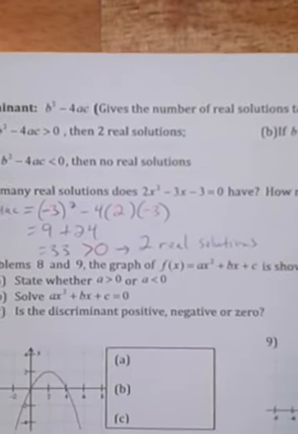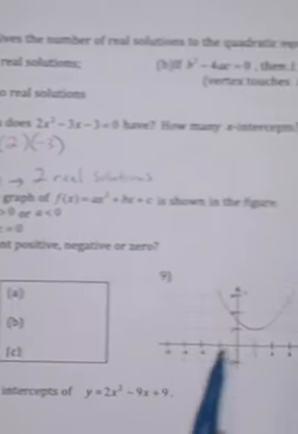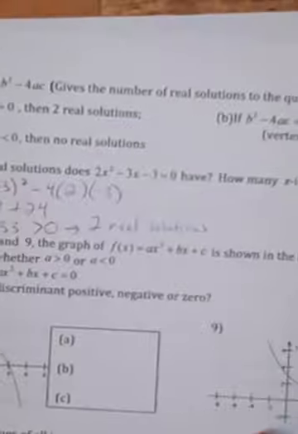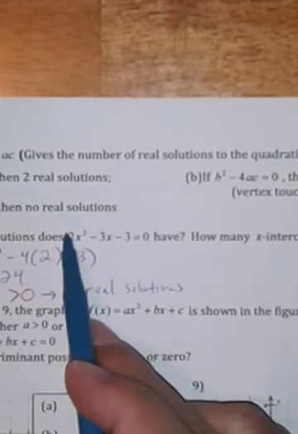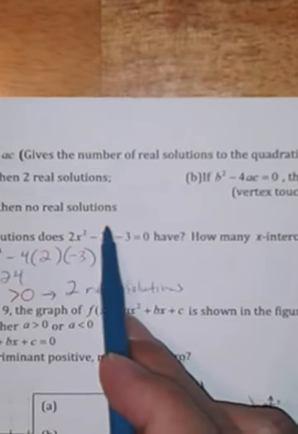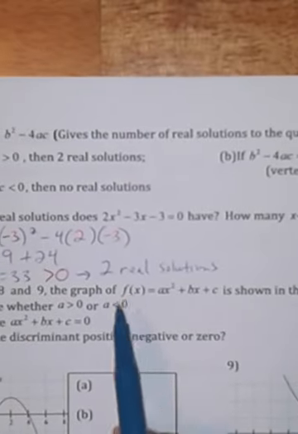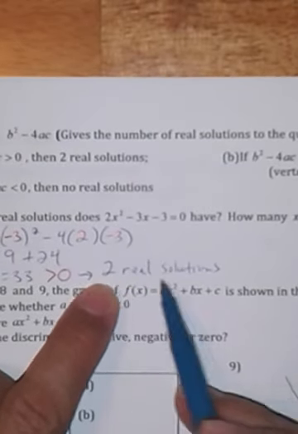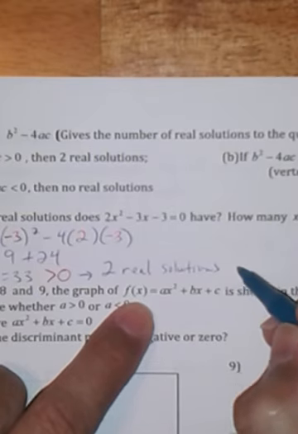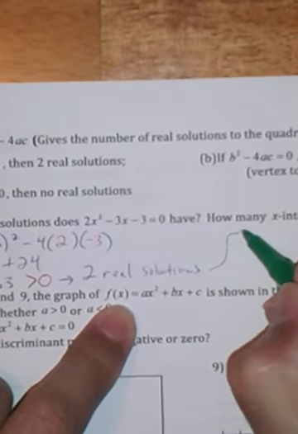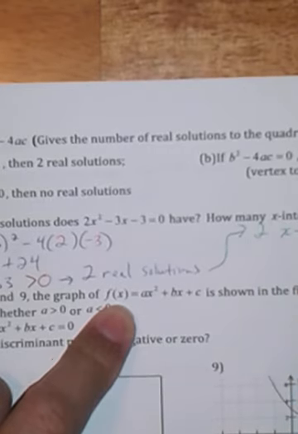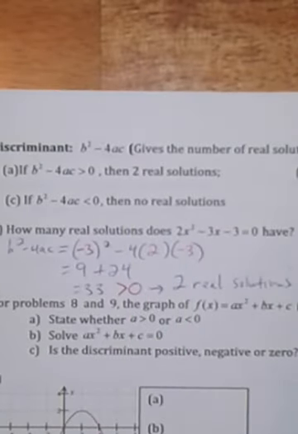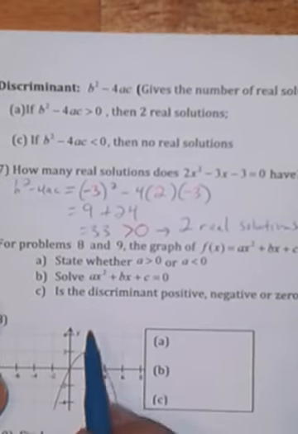Okay? Let's try number 8, and then number 9 I'll leave to do in class. Oh, how many x-intercepts? So the x-intercepts, that means if we were to call this f of x, equals 0, the x-intercepts go with the real solutions. So if there are two real solutions, there are also two x-intercepts. And if there was one real solution, that'd be one x-intercept. If there were no real solutions, there would be no x-intercepts.